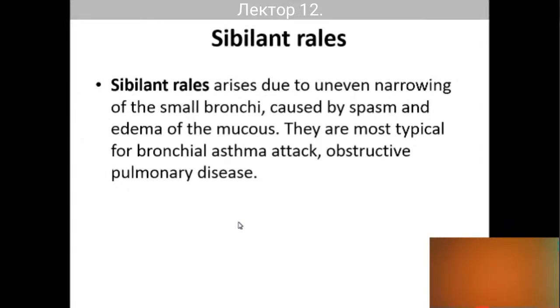Sibilant rales arise due to uneven narrowing of small bronchi, caused by spasm and edema of mucus. They are most typical for bronchial asthma and obstructive pulmonary disease.